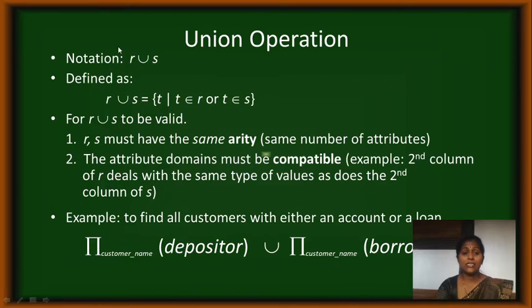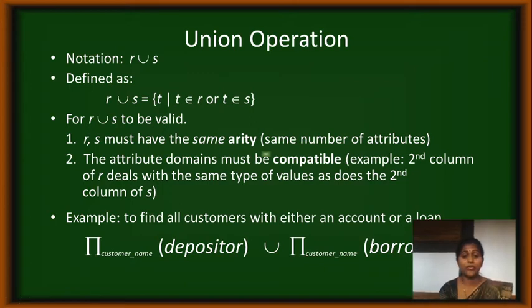It is denoted as R union S. What it defines is that it retrieves the tuples such that the tuple belongs to R or the tuple belongs to S, from both the tables, right? So, for it to be valid, R and S must have the same arity. It means the number of attributes should also be the same. Then the attribute domains must be compatible. For example, the second column of R deals with the same type of values as the second column of S.